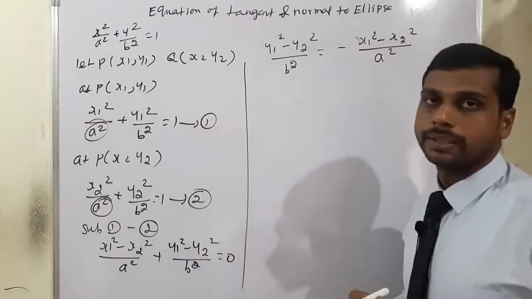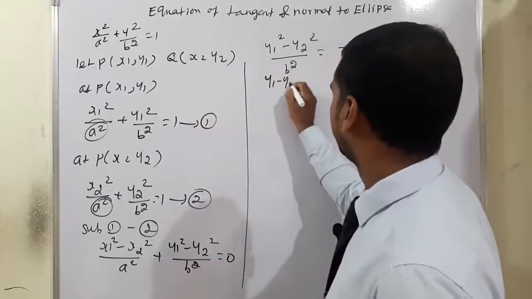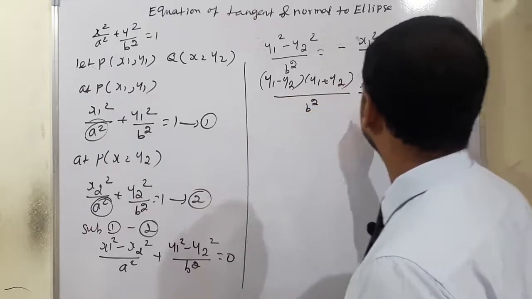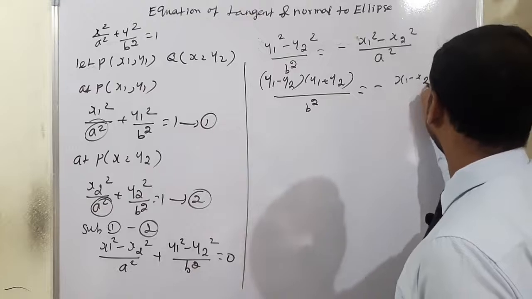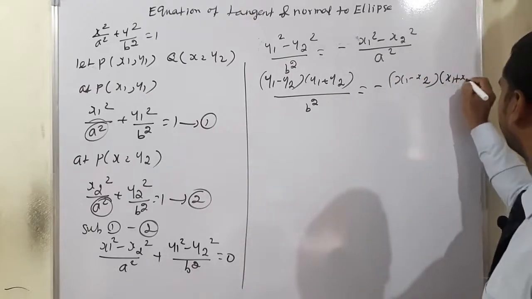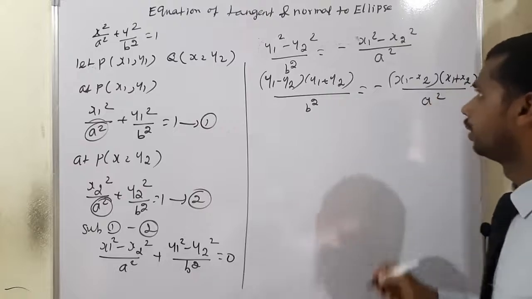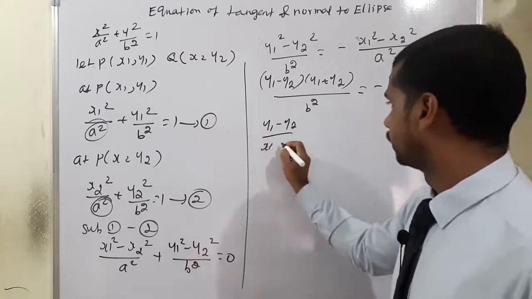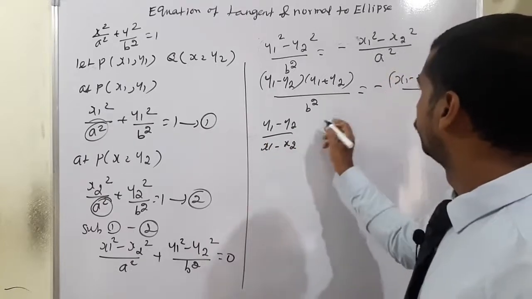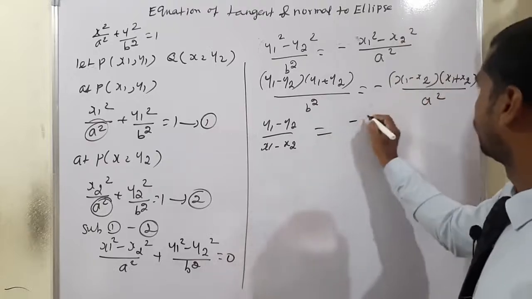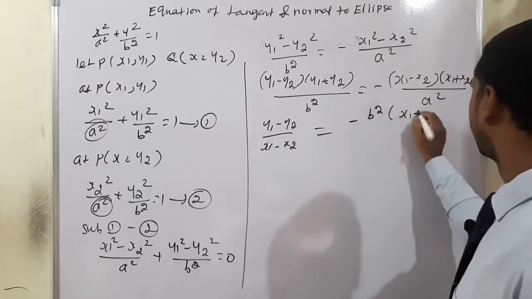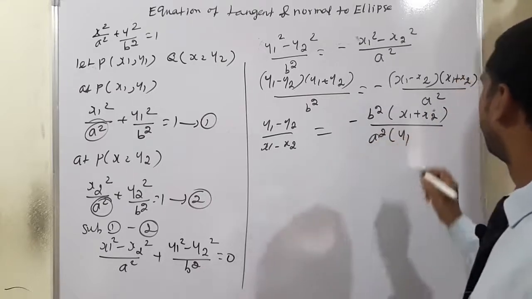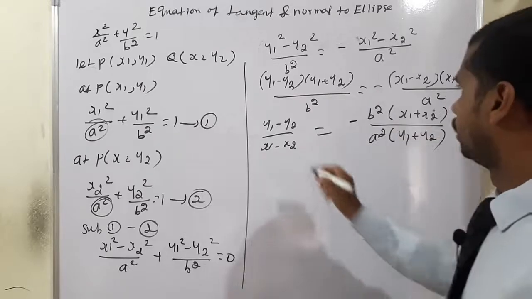Now we can apply the a square minus b square form. So y1 minus y2 into y1 plus y2 divided by b square is equal to minus of x1 minus x2 into x1 plus x2 divided by a square. Now y1 minus y2 divided by x1 minus x2 is equal to, opposite side, minus of b square into x1 plus x2 divided by a square into y1 plus y2. This is the slope form, isn't it?